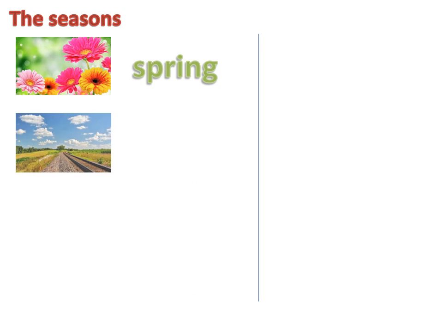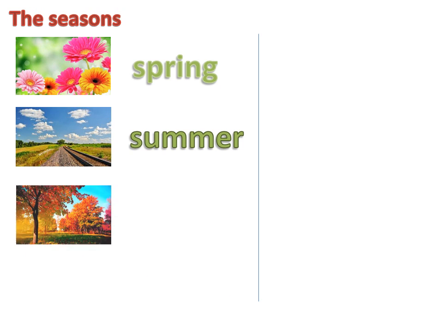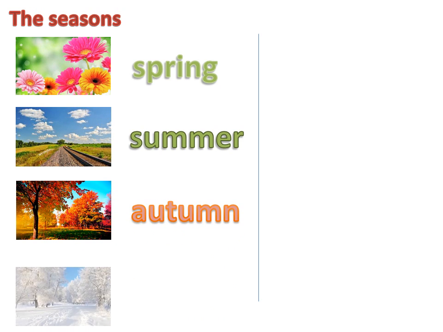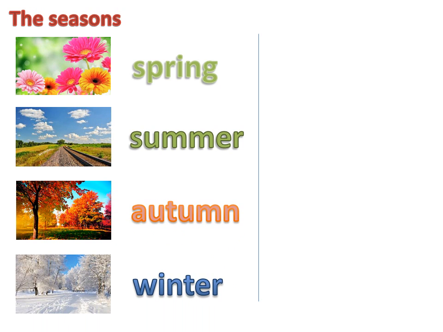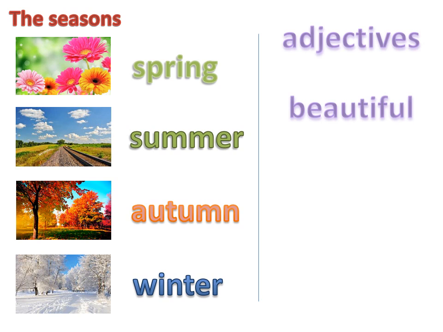First, let's think of the 4 seasons. We have spring, then comes summer, then autumn, and finally winter. Now let's think of some adjectives we can use to describe these seasons. Well, all of them can be described as beautiful. Some can be described as cold, some warm, and some hot.